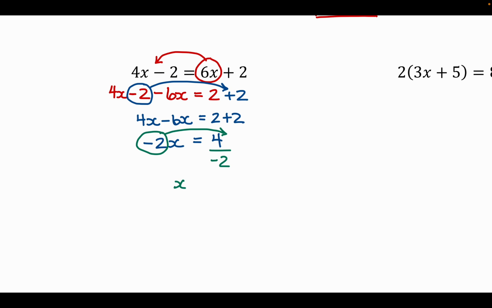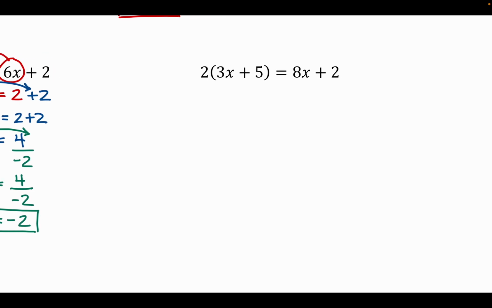And so what we're left with is x equals 4 divided by negative 2. So you have 4 divided by 2, that's 2. Positive and negative makes negative. And so you have a final answer of x equals negative 2. Okay, so that's probably more difficult than what you'll experience in this course. So if you were able to follow along with that, you're in really good shape with your algebra skills.